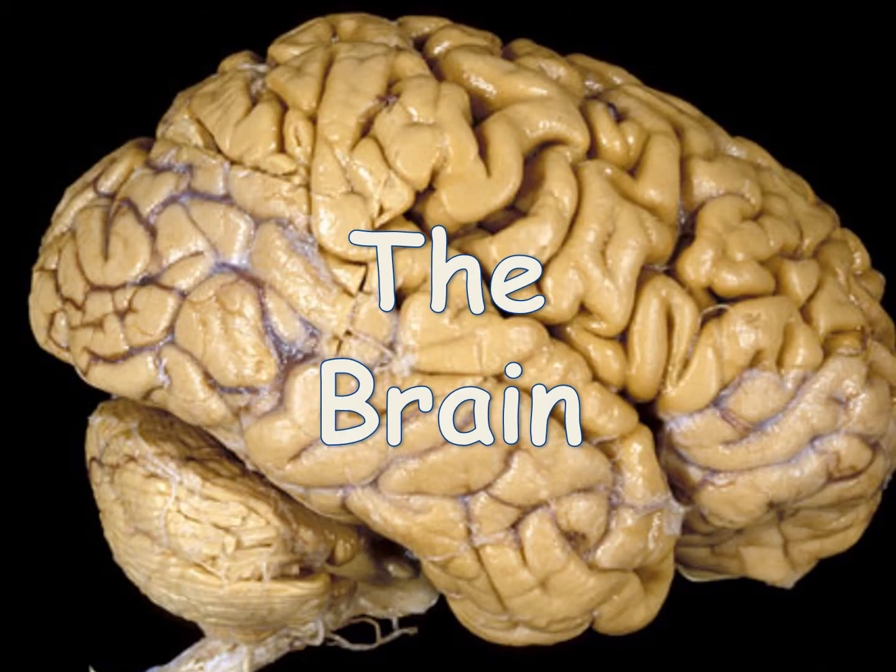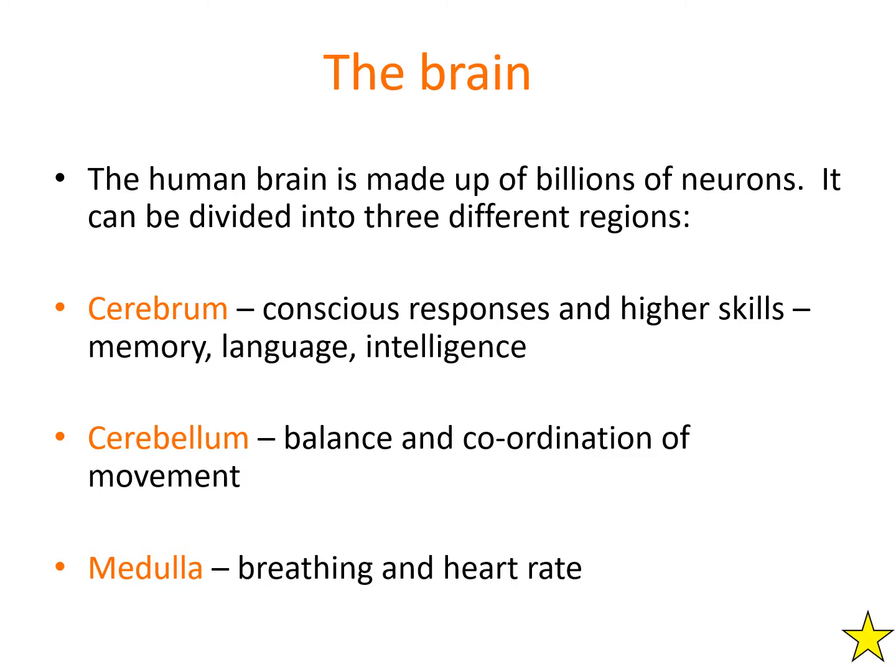So now let's look at the brain in more detail. The human brain is made up of billions of neurons. It is divided into 3 different regions, which are called the cerebrum. The cerebrum controls conscious responses and higher skills such as memory, language, and intelligence. Then we've got the cerebellum, which sounds like a ballerina.